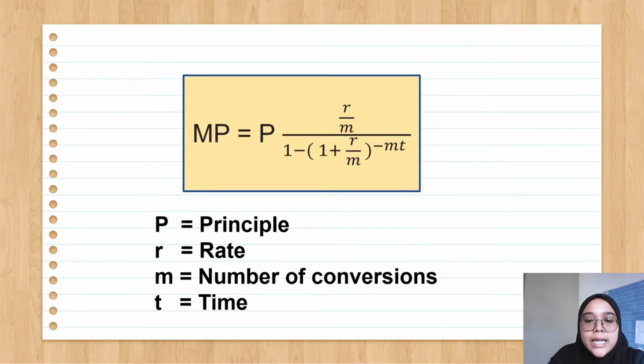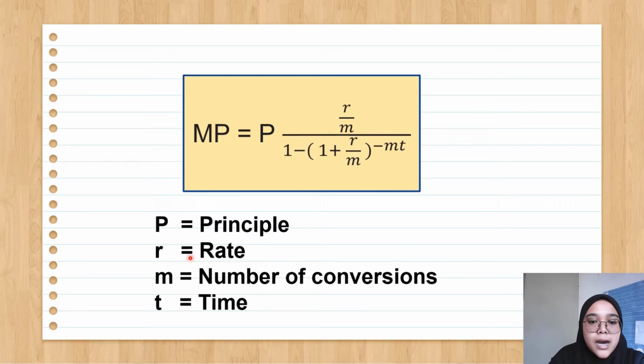Okay, now let's see the formula. The formula is MP equal to P multiplied by R over M, over 1 minus (1 plus R over M) to the power of negative MT. MP stands for monthly payment. Monthly payment is a payment that you have to pay according to a set period of time. P stands for principal. Principal is the initial amount of money that you will invest.